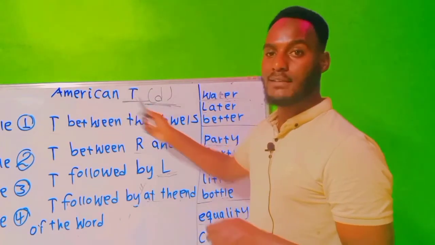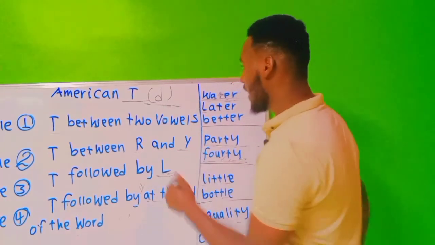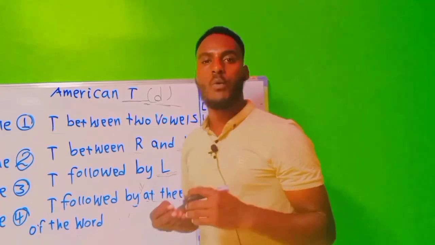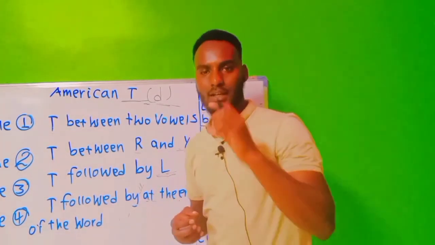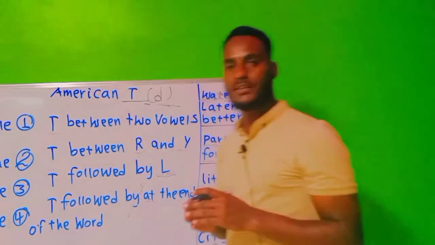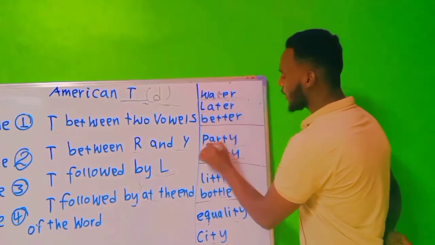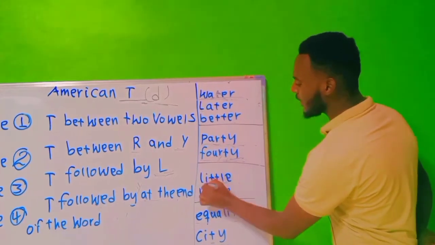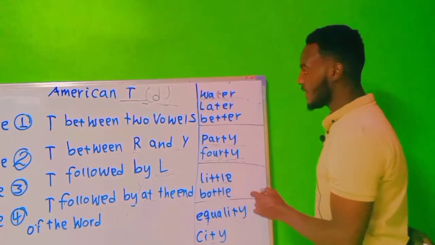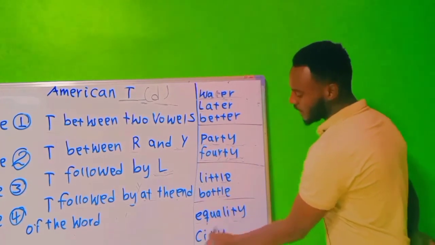American T, sometimes it can be a soft D, soft D. For example, water, water, what could be the difference, like in water? Later, better, party, forty, little, bottle, equality, city, right? Water, later, better, body, forty, little, bottle, equality, city.